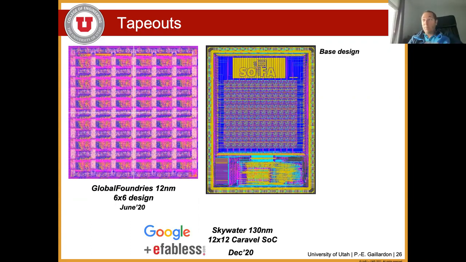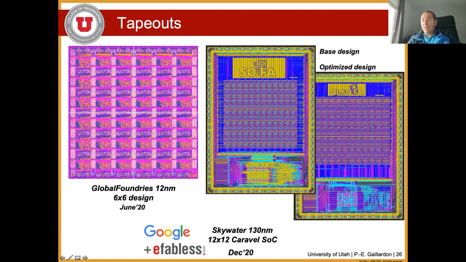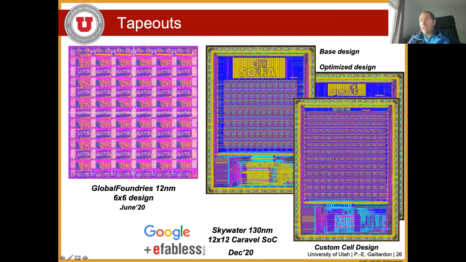We also did a complete eFPGA implementation as part of the Google eFabless MPW1 effort. We implemented a complete eFPGA based on standard cells, another one using custom cells, and another one using arithmetic cells. So a full eFPGA is integrated with the RISC-V core.